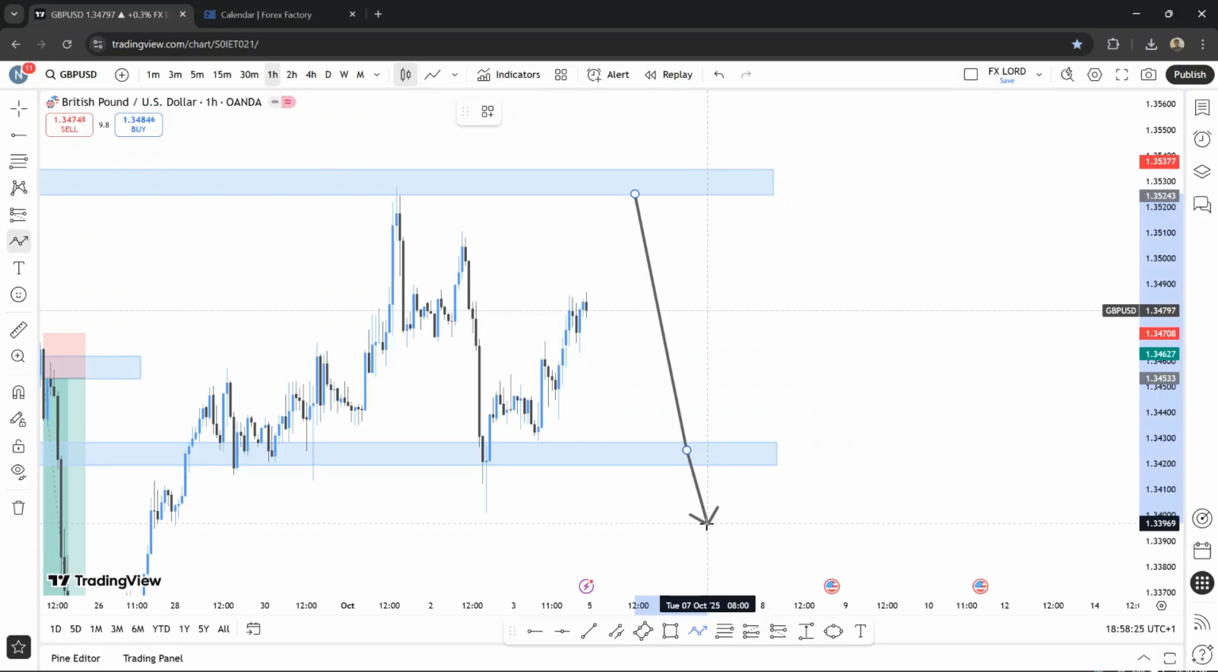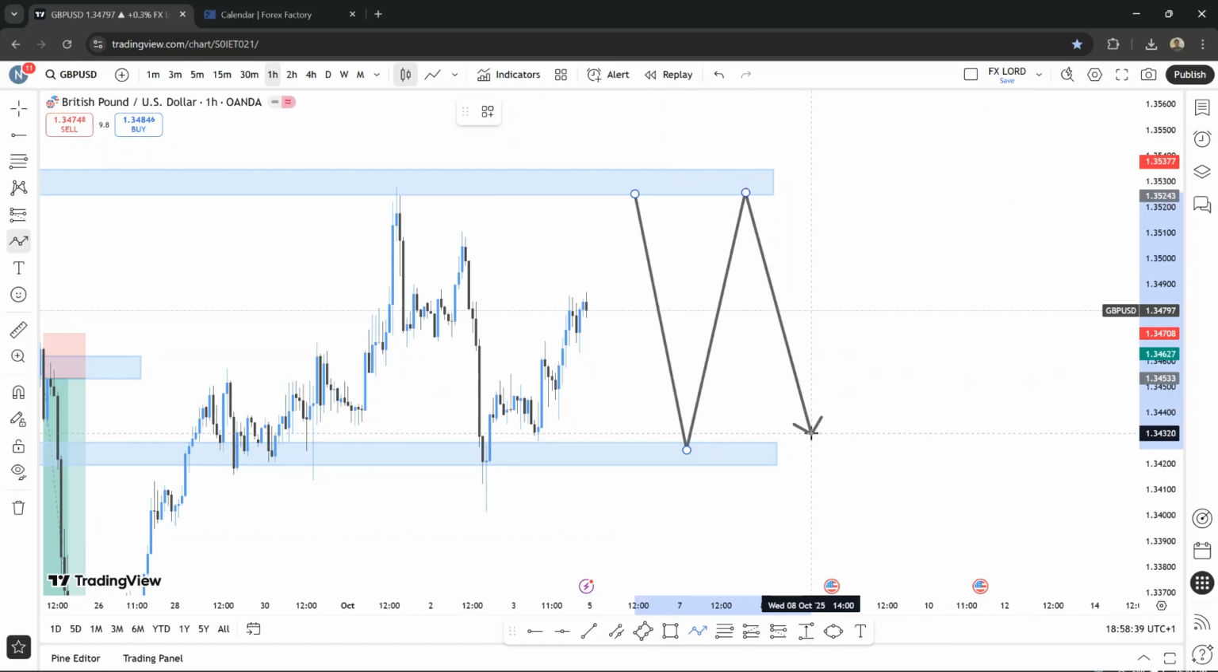Or let me not even go that route. Let's say we are in a ranging market, and we have a resistance level and a support level. So you want to say once the market gets here, you want to buy. Once the market gets here, you want to sell. Once the market gets here, you want to buy. Once the market gets here, you want to sell.